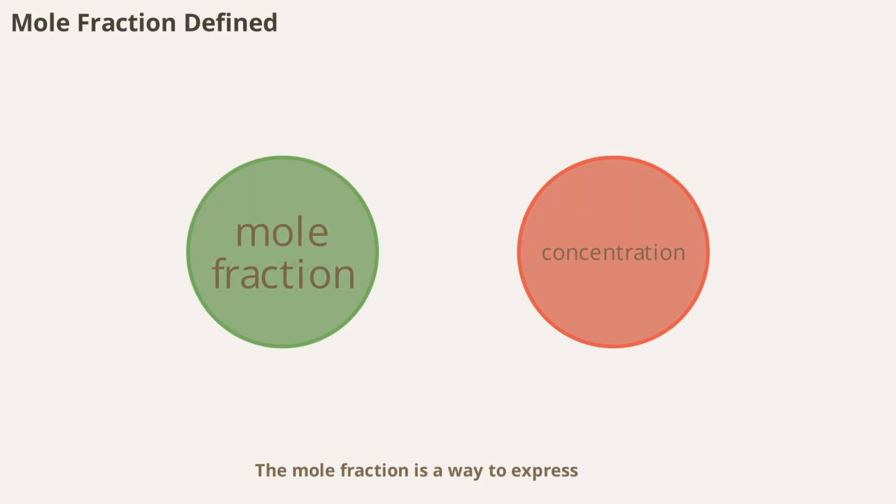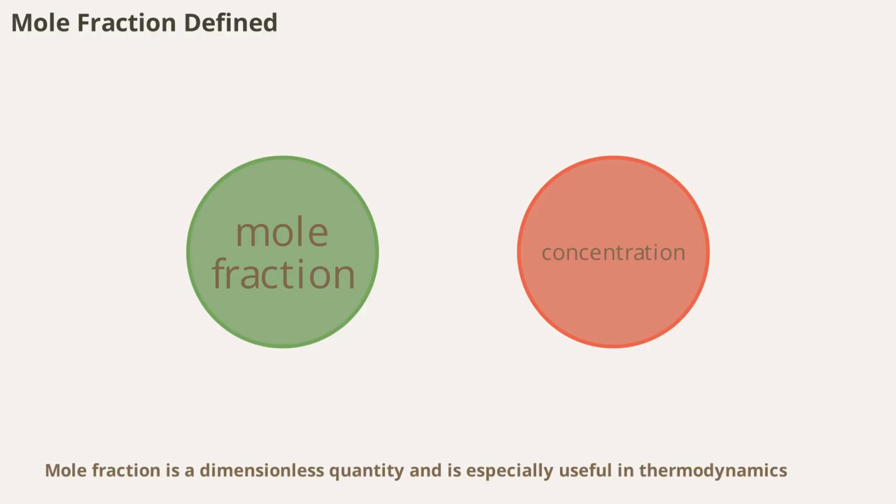Mole fraction is a way to express the concentration of a component in a mixture. It's calculated by dividing the number of moles of one component by the total number of moles of all components in the solution. Mole fraction is a dimensionless quantity and is especially useful in thermodynamics and when dealing with gases or mixtures with more than 2 components.